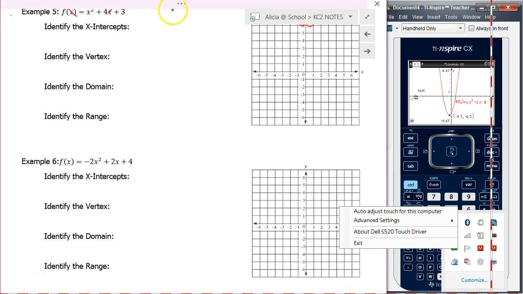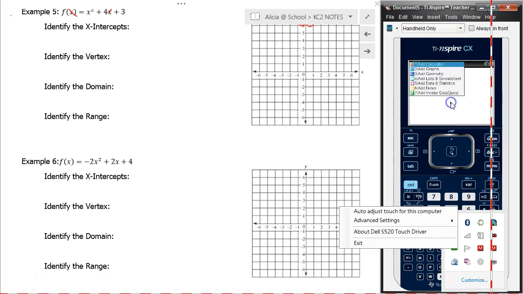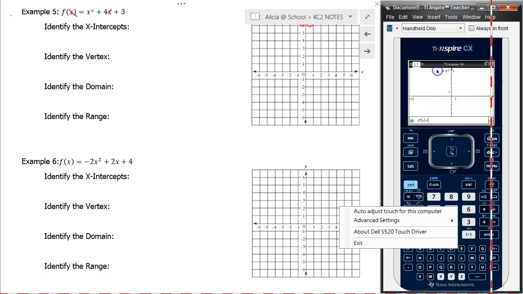All right, so looking at example number 5, we have f(x) = x^2 + 4x + 3. So going back to our calculator, we want to make sure that we start a new graph. So new document, and no, we never want to save. This can get minimized. We want to add a graph, and I'm going to go ahead and type in that function. So x to the second power plus 4x plus 3.